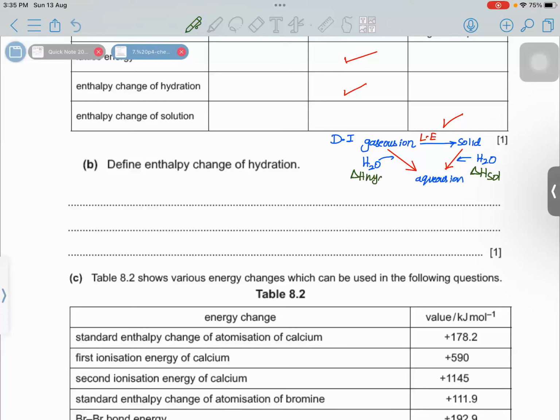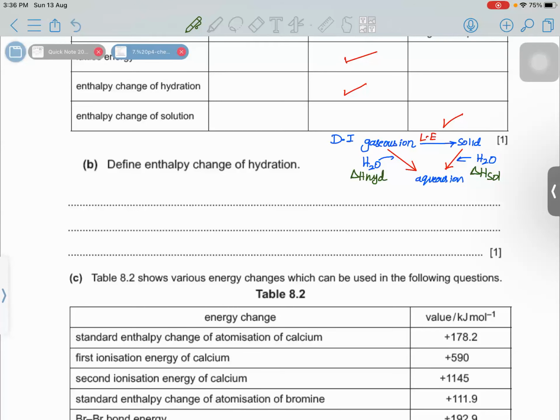Now, it is quite easy to memorize. From gaseous ions, an ionic solid is formed. It is lattice energy. Now, add water to both of them. Whenever you add water to gaseous ions, aqueous ions are formed. It is called hydration. When you add water to solid, aqueous ions are formed. This is called enthalpy of solution. Are you getting my point or not? Yes, sir, I'm getting it.